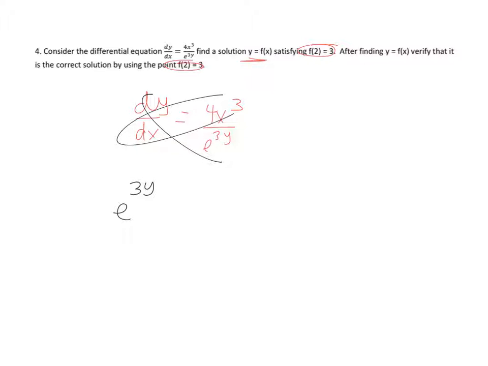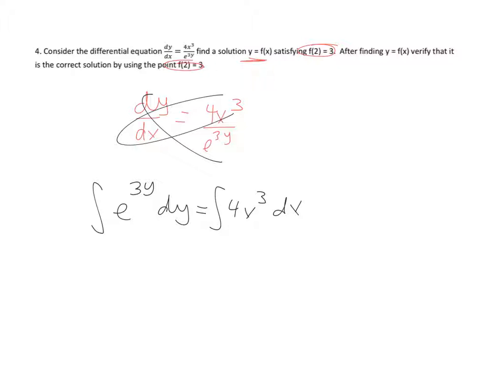Next question says consider the differential equation dy dx equals 4x to the third over e to the 3y. Find a solution y equals f of x. That means I just want the solution that satisfies this point. And after finding that, verify that it is the solution by using the point. So the first thing I'm going to do, like I did with the last problem, is cross multiply. So I get e to the 3y dy equals 4x to the third dx.